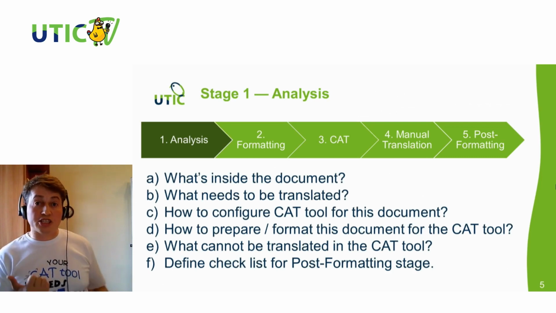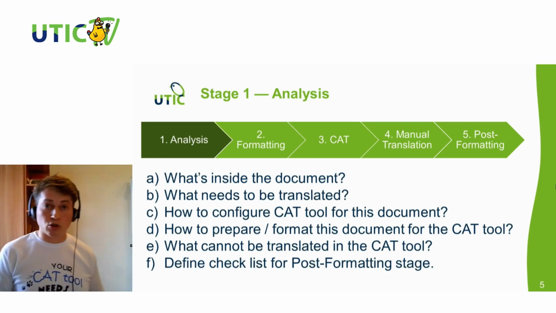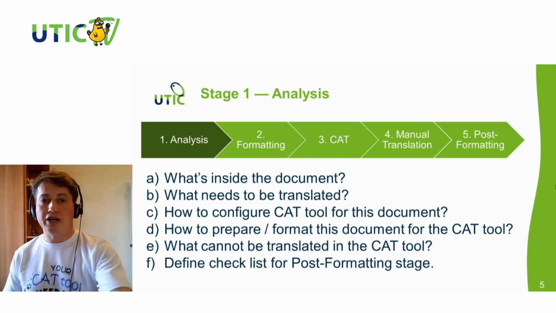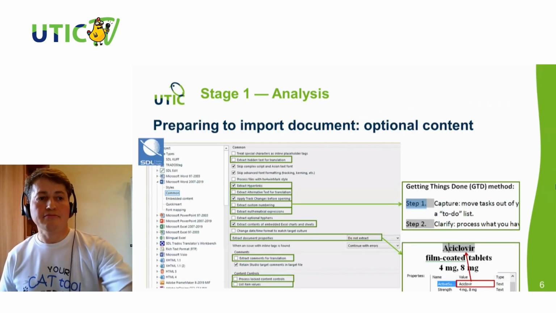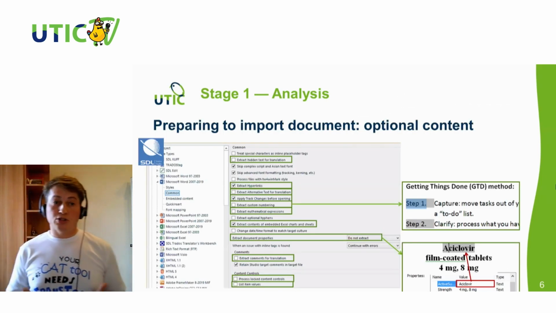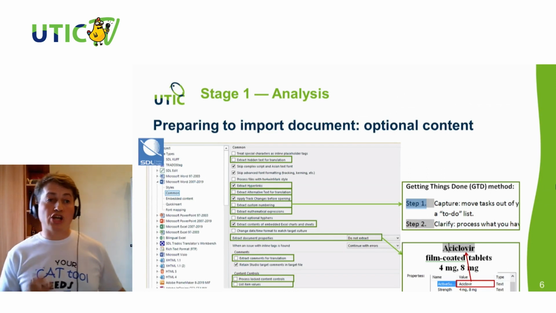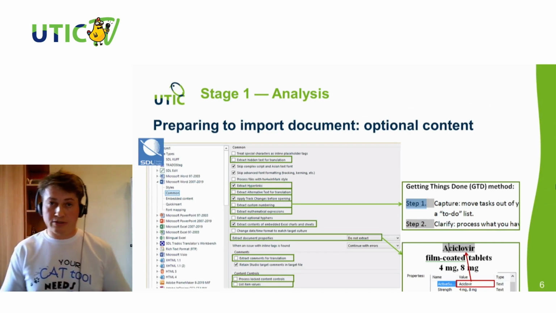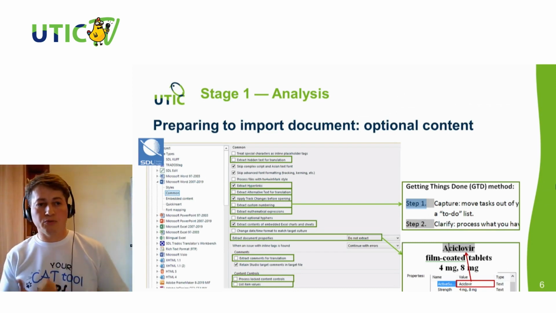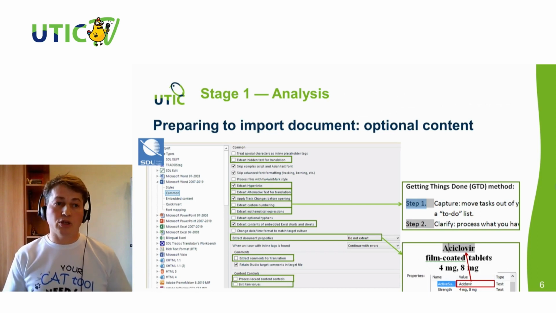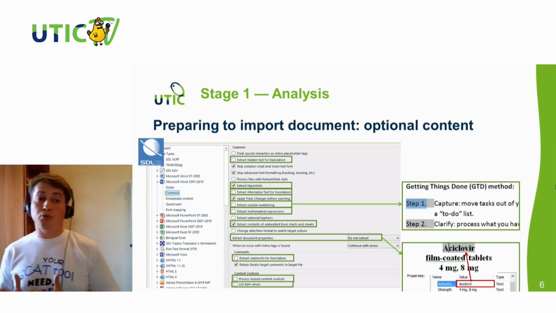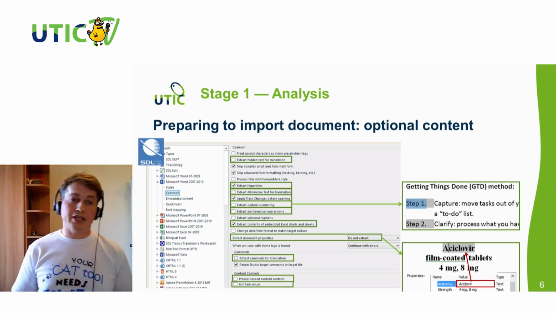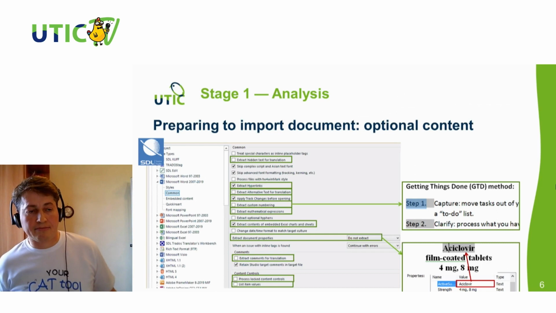The analysis stage is especially important for Microsoft Office documents, and here is why. Microsoft Office documents are complex documents which have lots of content of various types. Some of this content is not always important for the customer. For example, Word documents include comments which may not require translation. So CAT tools have a number of import settings which you need to configure when you import a document.